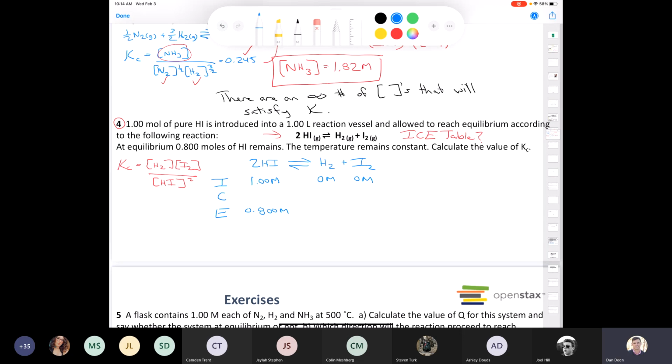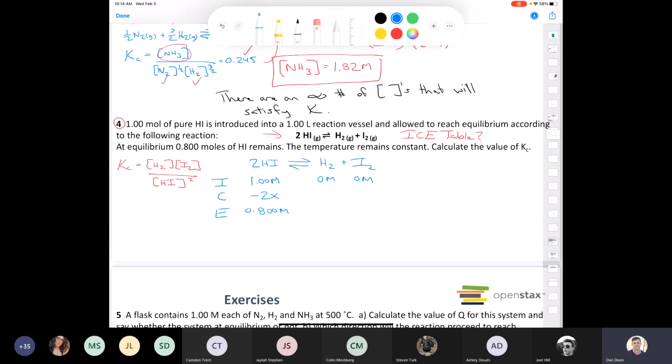And you're like, okay, cool. Now I've got this, but I'm missing these two. How am I going to figure those out? Let me show you. We use the ICE table and some algebra. Look at the stoichiometric coefficients. For every 2 moles of HI, you have 1 mole of I2 and 1 mole of H2. So that means, and we're going to use some variables here, when we go from the 1 molar to the 0.8 molar, we're going to say we're losing 2x, right?